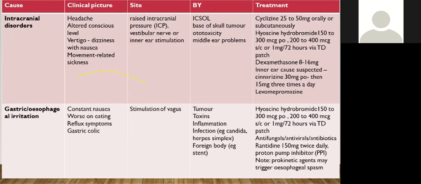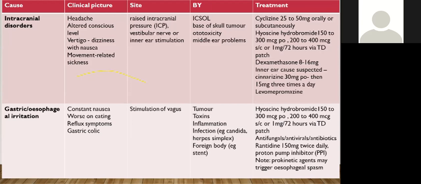So coming to gastric esophageal irritation, am I audible? Yes, ma'am. Okay, so symptoms will be constant nausea, worse on eating, and a patient can also have reflex symptoms and gastric colic. The reason is stimulation of the vagus. So we mentioned two causes: one is direct stimulation of the vagus, the other one is a motility disorder. And what all can cause that? You've got tumors, toxins, inflammation, infection like candida, herpes simplex, and foreign body.